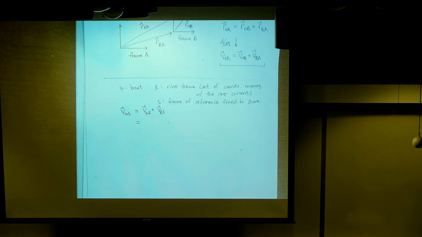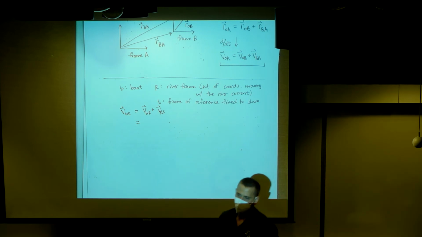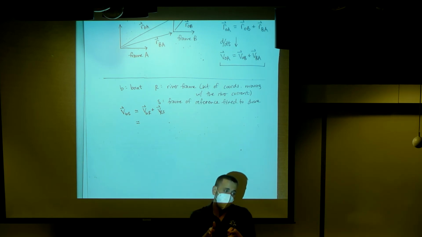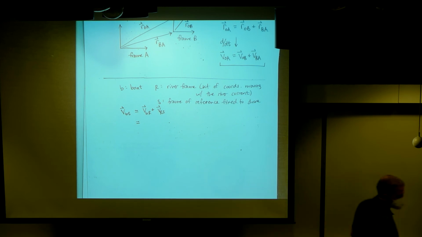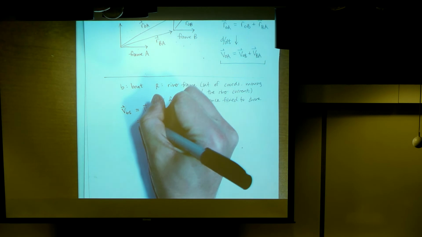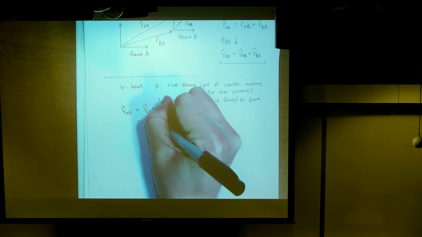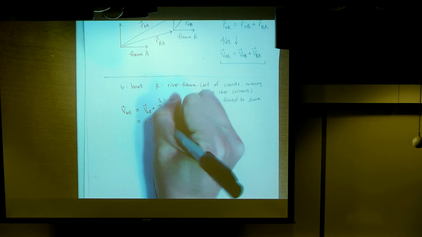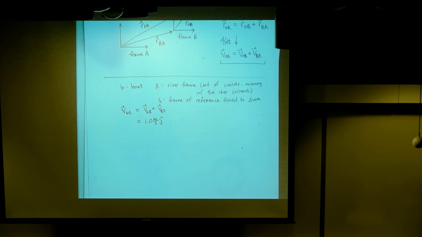VBR, that's the velocity of my boat relative to the river. Well, relative to the river, I'm just moving due north at 1 meter per second. So that's the y direction. So I'd write 1 meter per second j hat for this first vector. Okay?